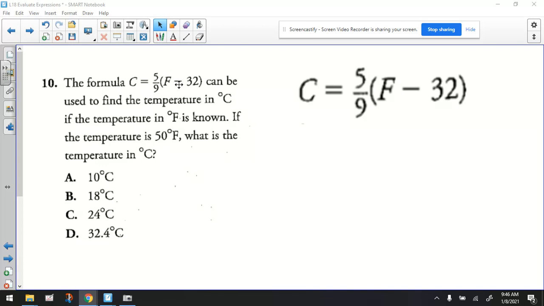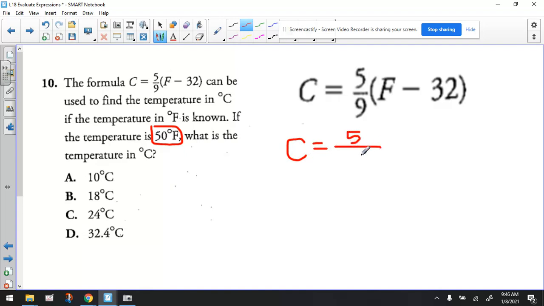All right, so here's the formula that they give us. I just put it larger over here. And all we really need to do is just substitute in the value. This value right here needs to be substituted in the place of F. So let's rewrite everything. C equals 5/9, but instead of putting an F, I'm going to substitute in this number right here, which is 50. And then we have to subtract 32.